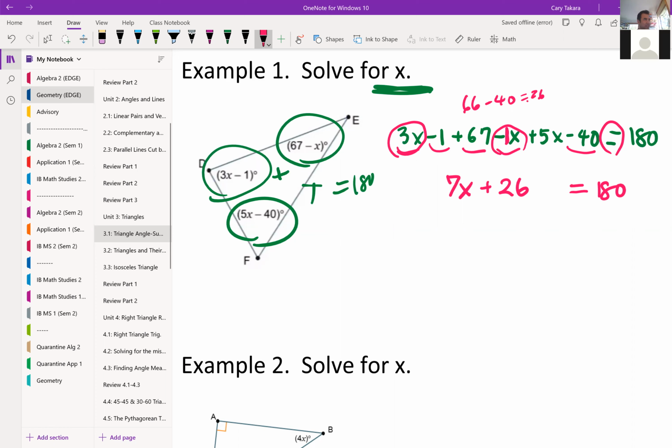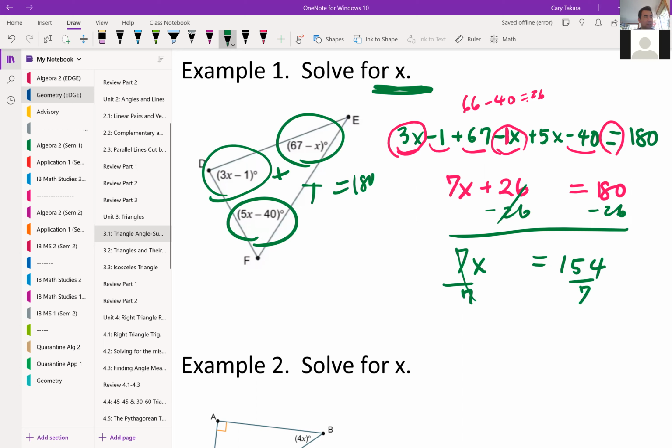Does that make sense? Now let's subtract 26. 7x equals, what is that? 180 minus 26. It's 154. And divide by 7. What is it? 22?